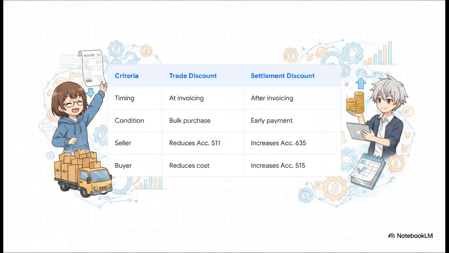Moving on, we really need to make a strict academic distinction between 2 types of discounts that honestly trap so many students every single semester: trade discounts and settlement discounts. A trade discount happens right at the time of invoicing, usually because the customer bought in bulk. This directly reduces your revenue in account 511. However, a settlement discount happens entirely after invoicing, specifically because the customer paid early. So the crucial takeaway here is that a settlement discount does not reduce revenue at all. It's logged strictly as a financial expense for the seller over in account 635.